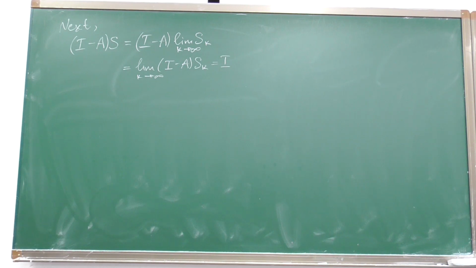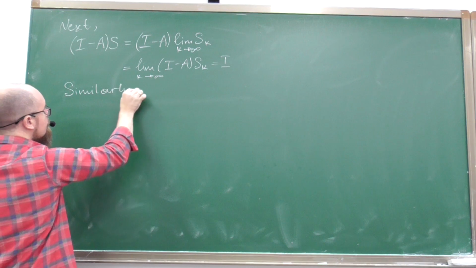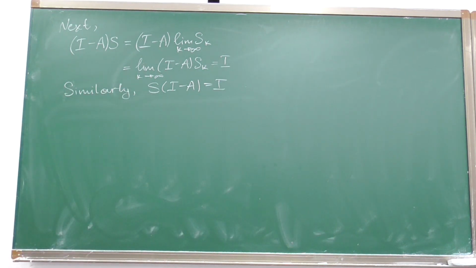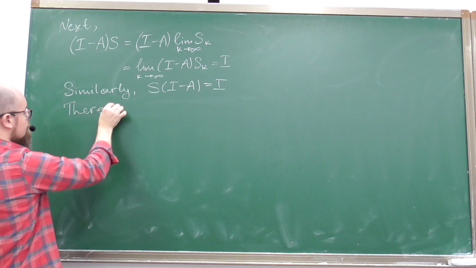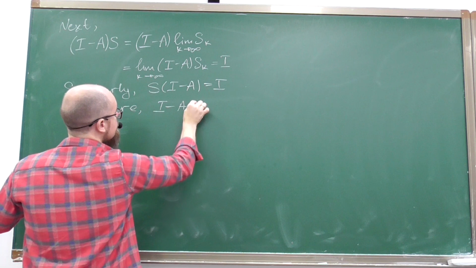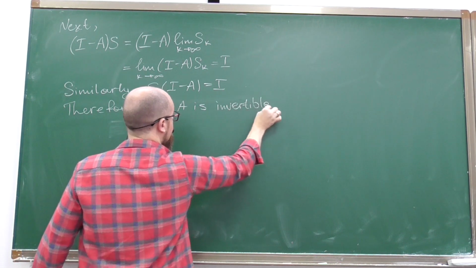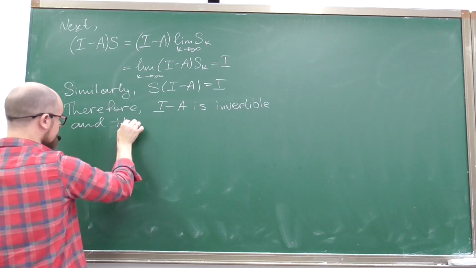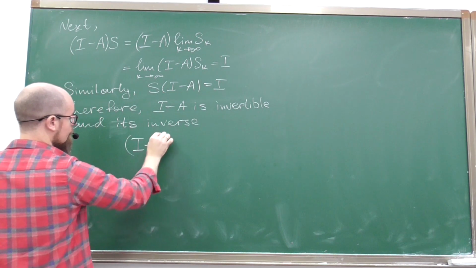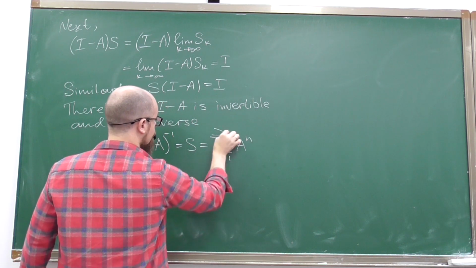In a similar fashion, it can be shown that S times identity minus A also equals the identity, which means that identity minus A is invertible and its inverse equals S, which equals the series. And we're done.